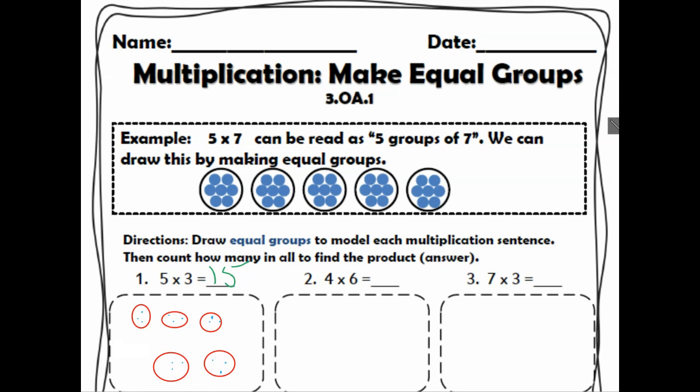So number 2 says 4 times 6. What do we do? How many groups? The first number tells me how many groups. So how many groups? 4. Perfect. 1, 2, 3, 4. And then the second number tells me how many in each group, right? So 6. 1, 2, 3, 4, 5, 6. So 4 times 6? 24. Good.